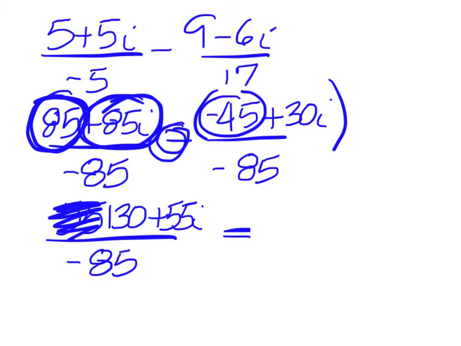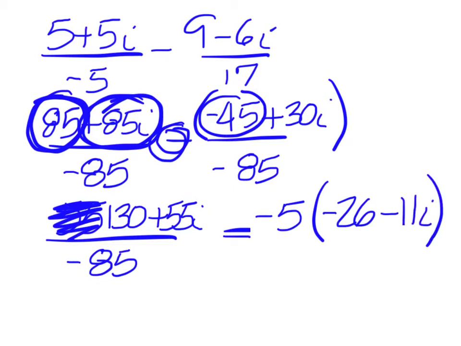Now we can simplify. What can we take out of everything? We can take a 5 out of everything. Let's take a negative 5 out of everything. So on the top, I would end up with what? Negative 5 times what is a positive 130? How much? 26? Okay. And then for the 55, if I take out a negative 5, I would have minus what? 11i. On the bottom, if I take out a negative 5, I'll end up with a what? 17.